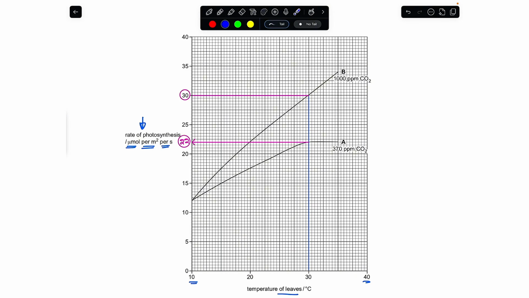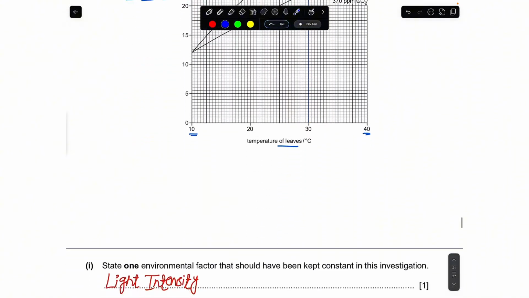And that is why when we are increasing the carbon dioxide concentration from 370 to 1000 parts per million, you see the rate of photosynthesis is increasing and this is not leveling off like this. Why? Because the CO2 is not becoming limiting. So the rate of photosynthesis is being shown as it continues to increase.